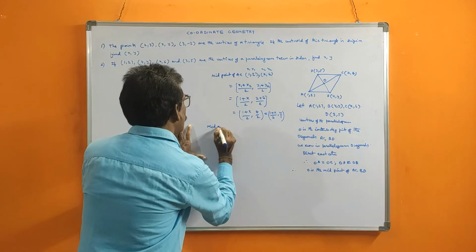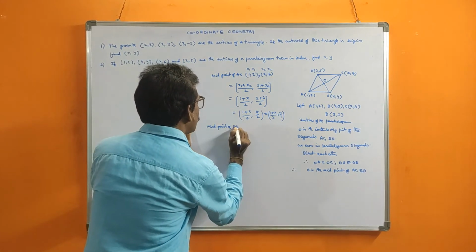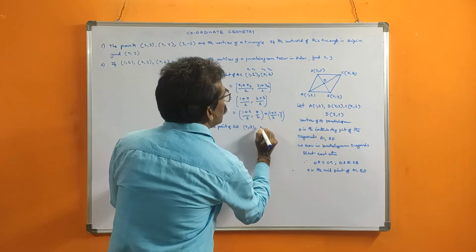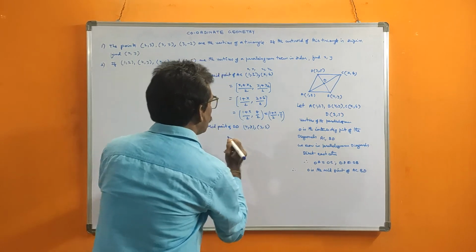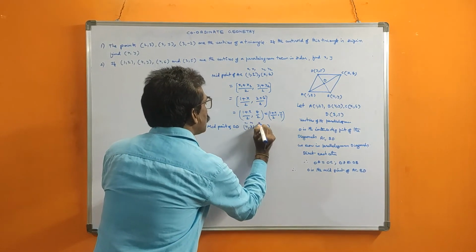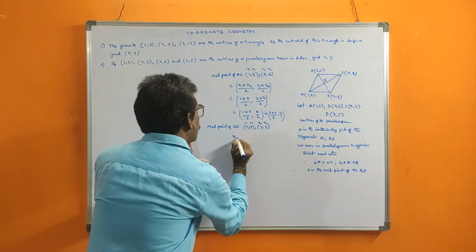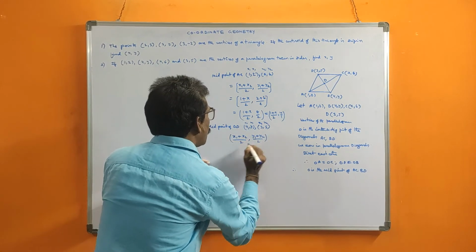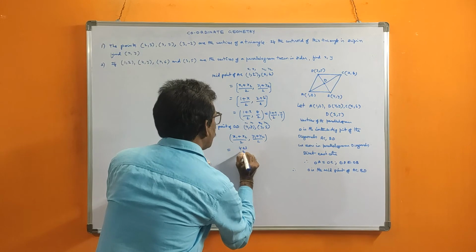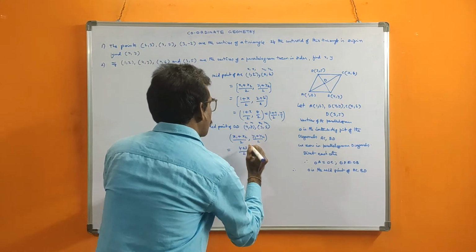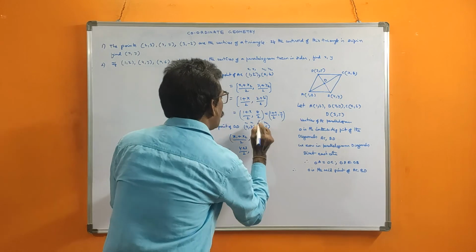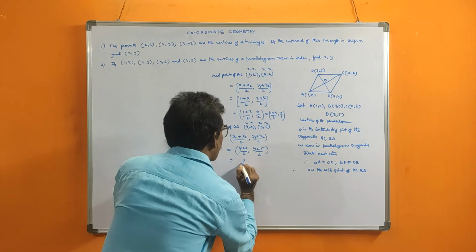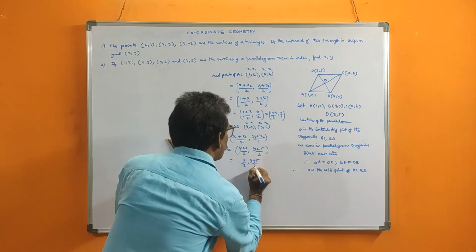Now the midpoint of BD. Write the points B(4, y), D(3, 5). Now x1, y1, x2, y2. The formula is (x1 plus x2) by 2, comma (y1 plus y2) by 2. Substitute the values. (4 plus 3) by 2, (y plus 5) by 2. Now 4 plus 3 is 7 by 2. This is (y plus 5) by 2 only.